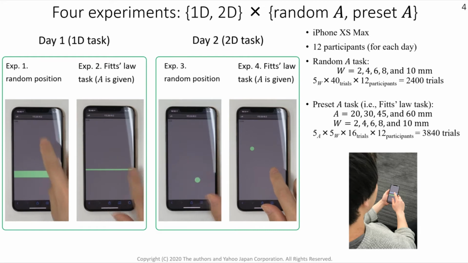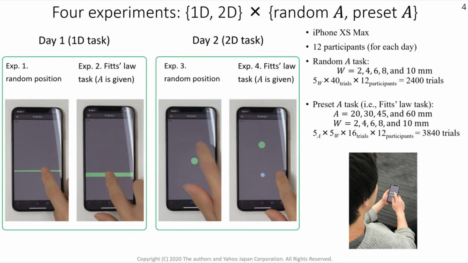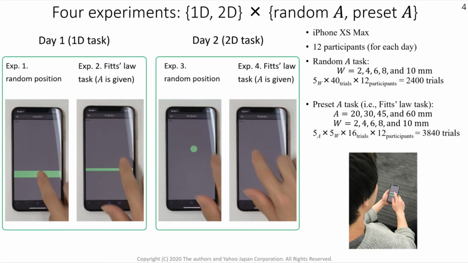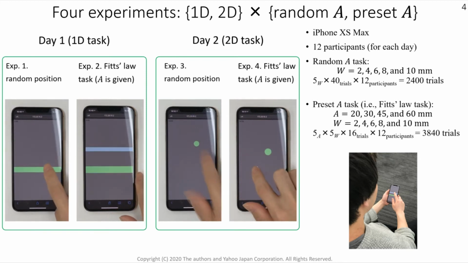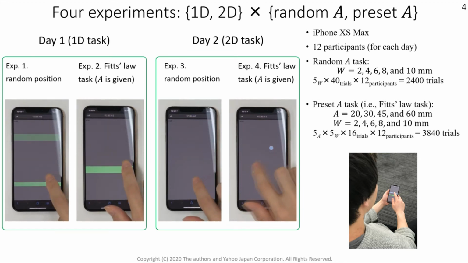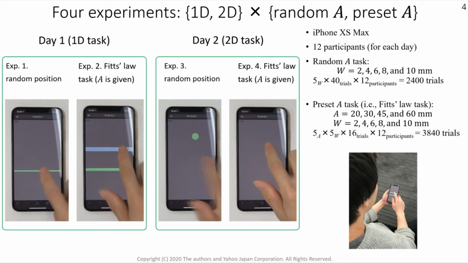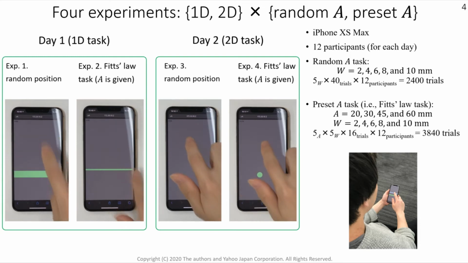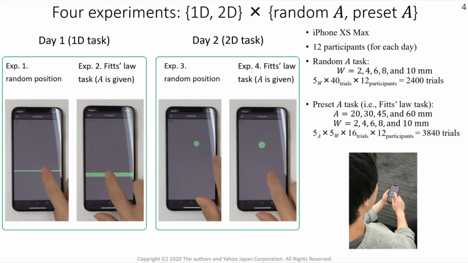On day 1, we conducted 1D pointing tasks. In experiment 1, a new target appears at a random position, and in experiment 2, the start button and target are displayed with a given distance A. And on day 2, we conducted similar pointing tasks with circular targets. On both days, 12 participants joined.